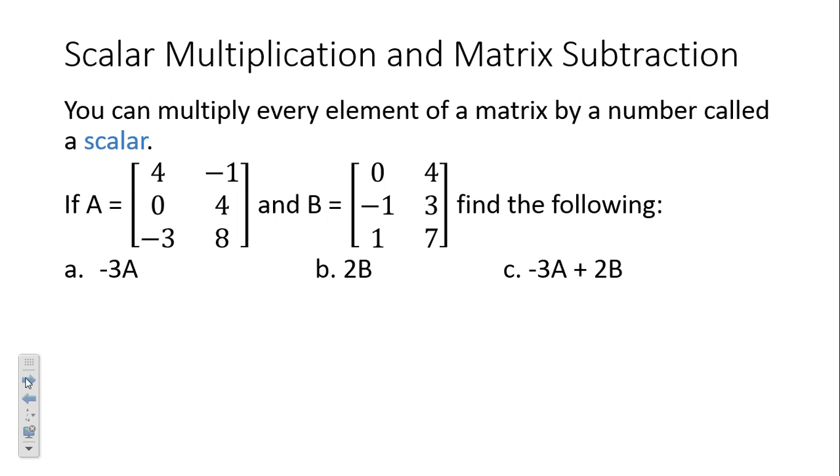If they ask us to find -3 times A, we're going to get a 3 by 2. And what's going to be in each of those spots? Multiply each number by -3. So we multiply every single value, every single element by that same number.